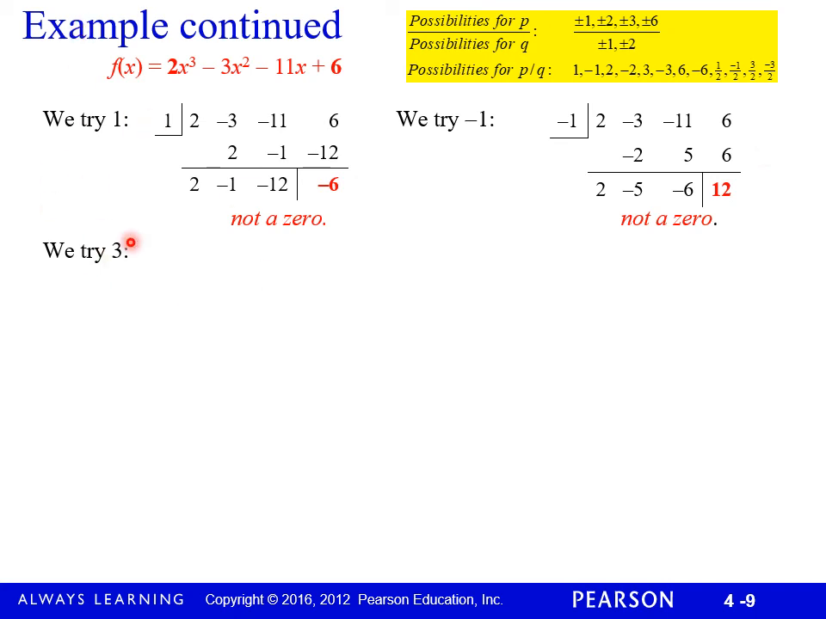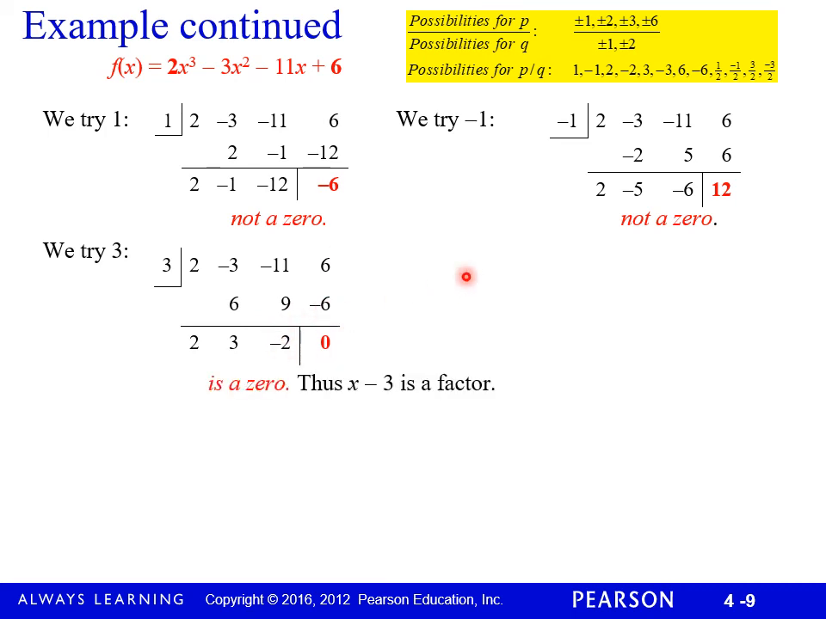So let's try 3. Let's just keep going until we find one. Again, with 3, x minus 3 is the factor. And of course, we're going to divide that 3 into 2, -3, -11, and 6 from the original function. Again, bring the first term down, multiply through, we get 6, add, multiply through, add, multiply through, add, and we get 0.